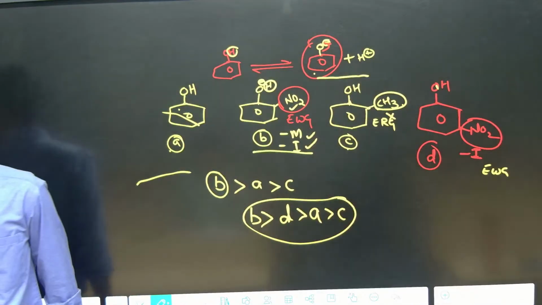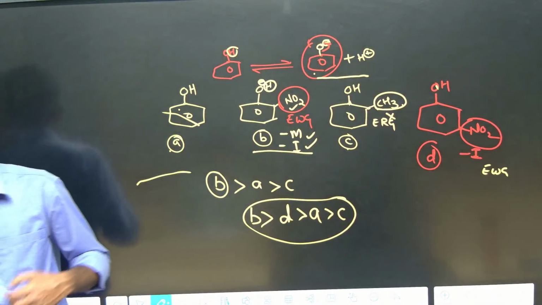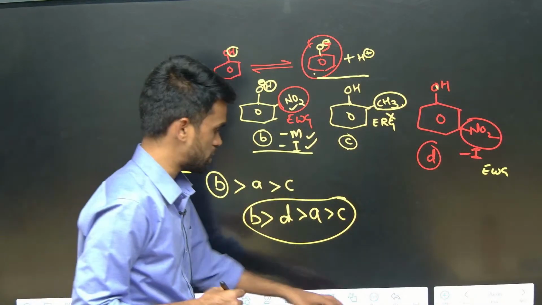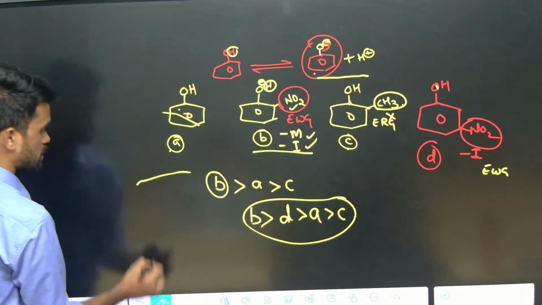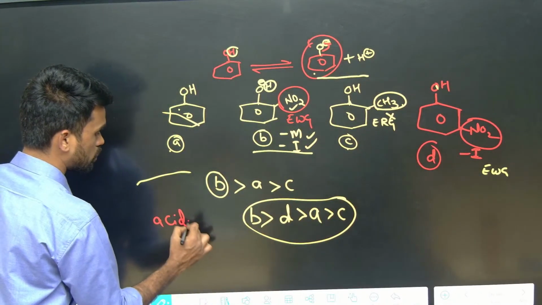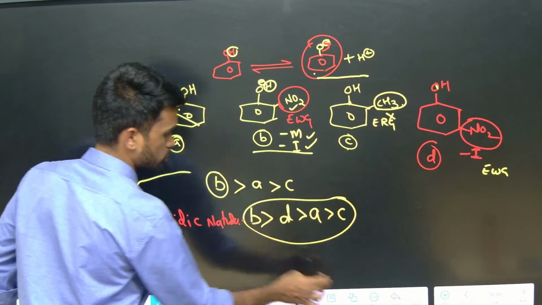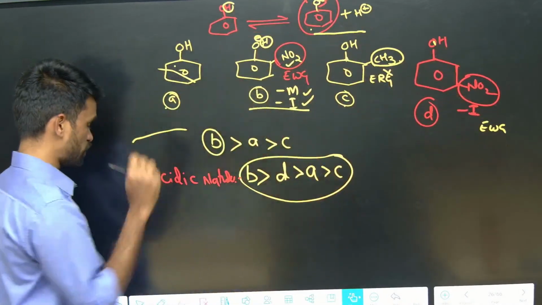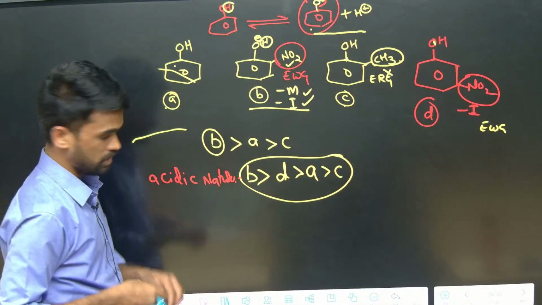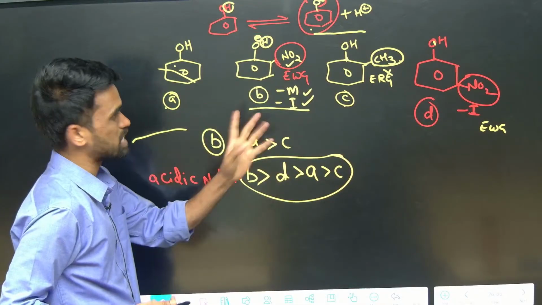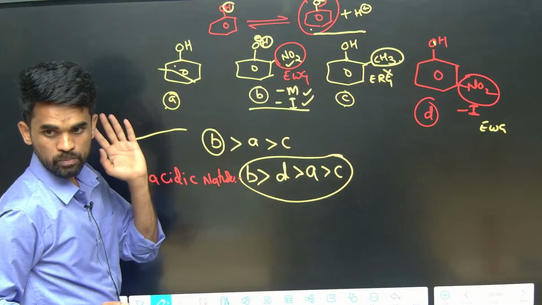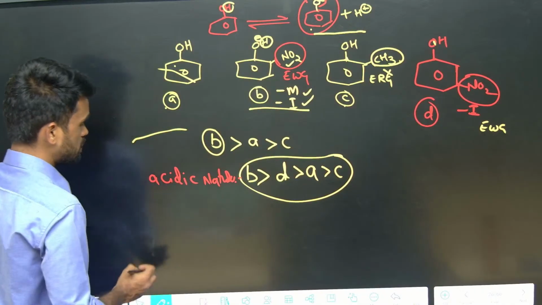Okay. Now instead of asking only about acidic nature directly, they may ask the same question in other formats also. I will tell you. They will ask like this: acidic nature of the following phenols will be. Or, which of the following is most acidic. You need to choose one. Or in other ways.